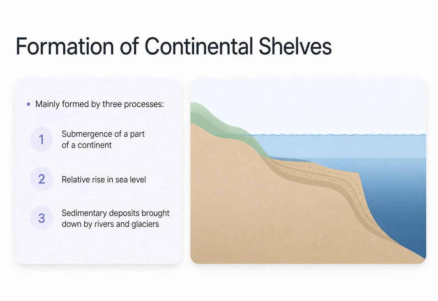You might wonder how these submerged shelves formed in the first place. They are primarily the result of three processes. Sometimes, tectonic forces cause a part of the continent to sink or submerge. Other times, the land stays still, but global sea levels rise, flooding the edges of the continents, which happened extensively after the last ice age. Finally, massive amounts of sand, silt, and sediment carried by rivers and glaciers can build up along the coast over millions of years, extending the shelf outward.